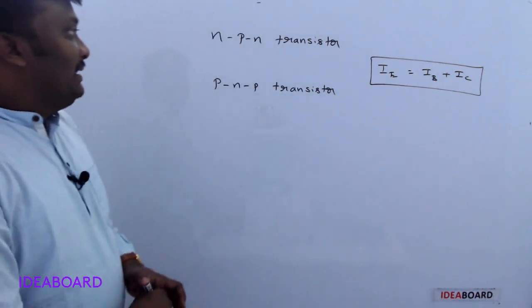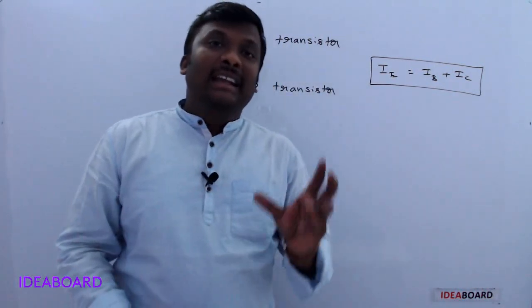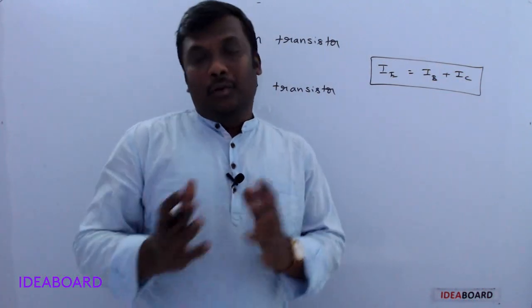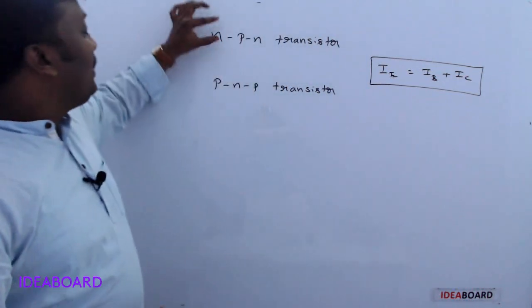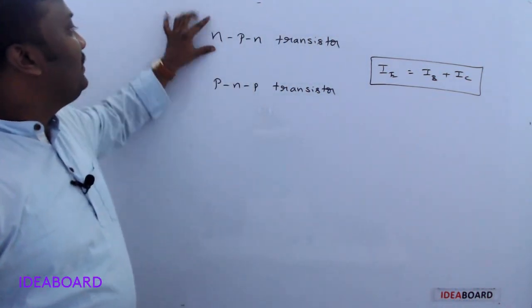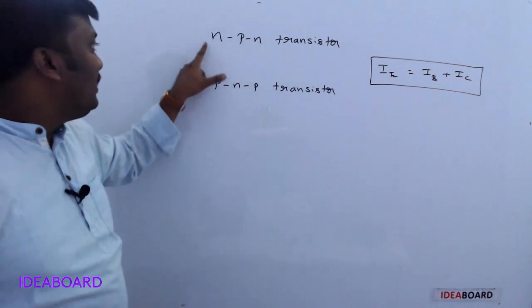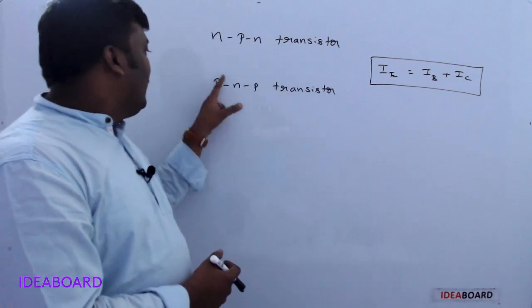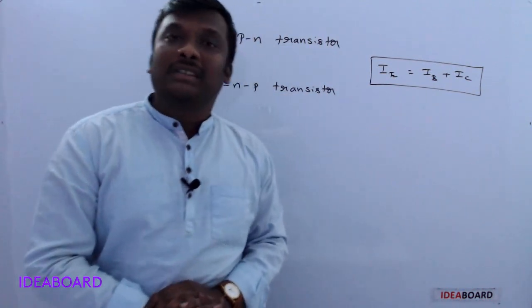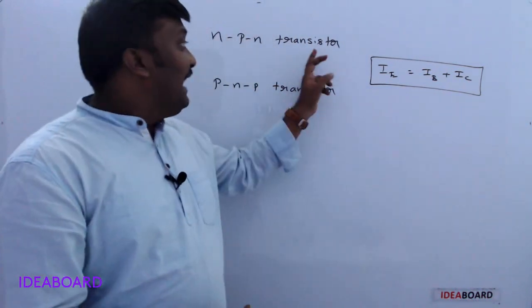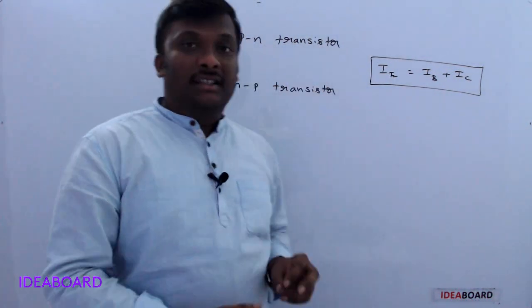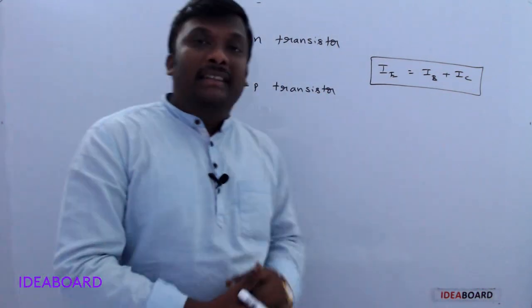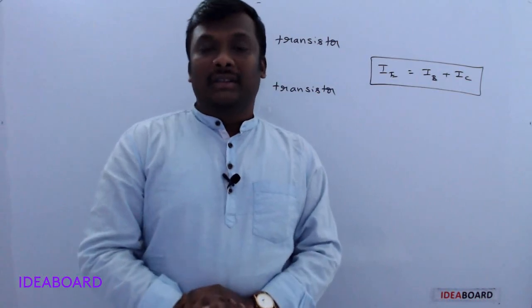Now in transistors, the current is mainly due to the majority charge carriers. Yesterday we discussed that. So, what are the majority charge carriers in an NPN transistor? In an NPN transistor the majority charge carriers are electrons, and in a PNP transistor the majority charge carriers are holes. So the current through an NPN transistor is mainly due to electrons, and the current through a PNP transistor is mainly due to holes.